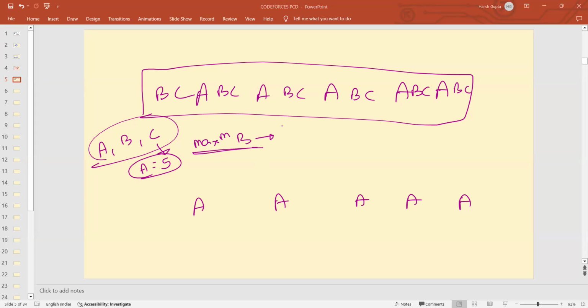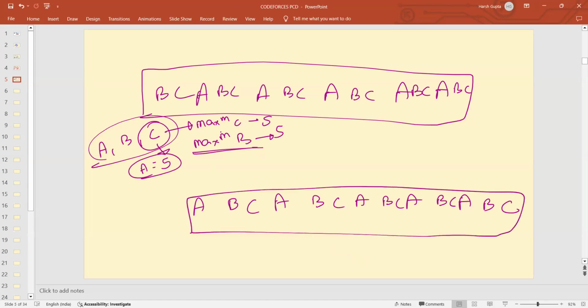5, right? Because if B is greater than 5, then the maximum of A, B, C would never be 5, isn't it? So the maximum B that you can have is 5. So you can always place 5 B's, something like this. You can always do this. And similarly, what is the maximum C that you can have? Again 5. So again, you can always place something like this.